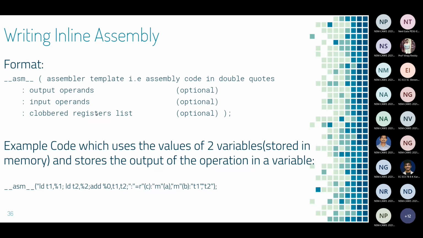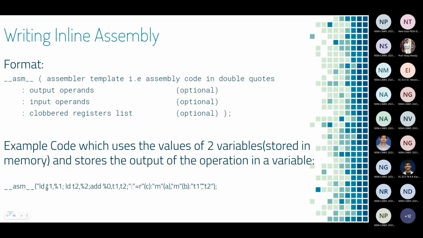And the clobbered registers list is basically to hint to the compiler that these registers are used inside this assembly template, so that the compiler knows that whatever code it is generating before and after has to be tweaked such that it does not use these registers, or before you enter this particular assembly sequence, the registers are stored and then restored after you exit this assembly sequence. So this is to hint to the compiler on how to generate the code.